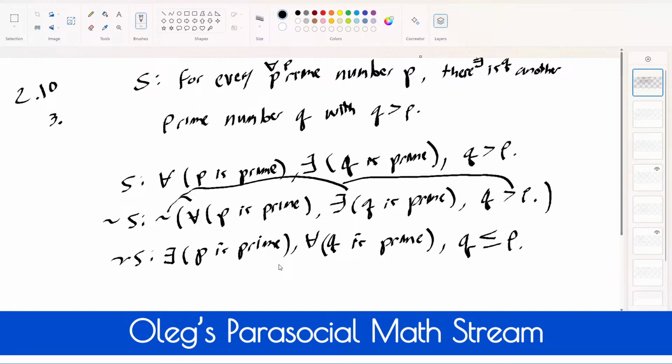There exists a prime number P for all prime numbers Q. Any Q number you want, there's always going to be that one prime that's greater than or equal to the Q. Hang on a minute. For all.